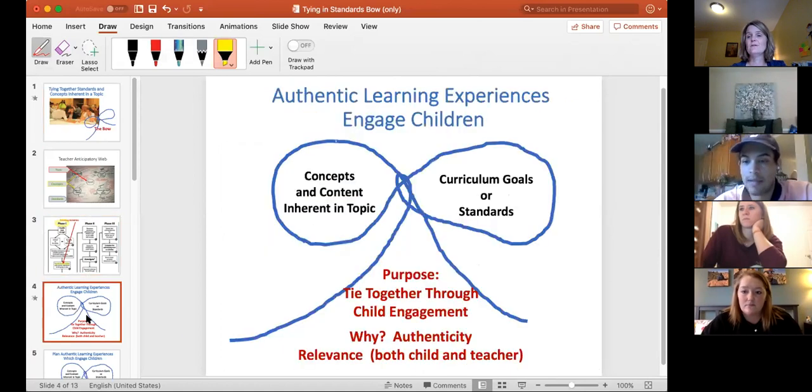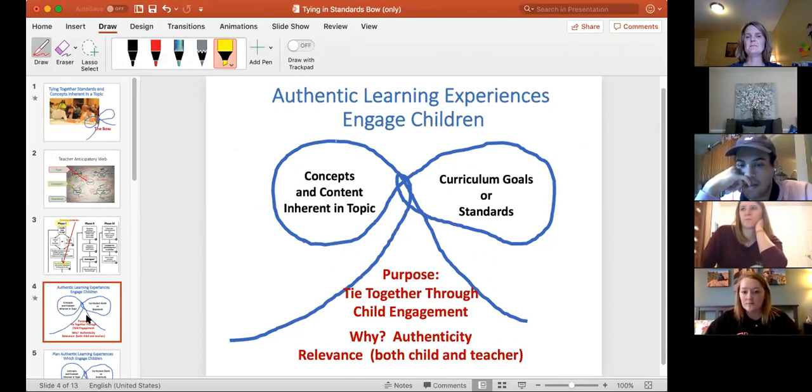Okay? All right, whoever has the dog barking may have to mute for a little bit. Okay, so hopefully now you can see the authentic learning experiences engage children slide. Is that the slide you see? Mm-hmm. Okay, great.